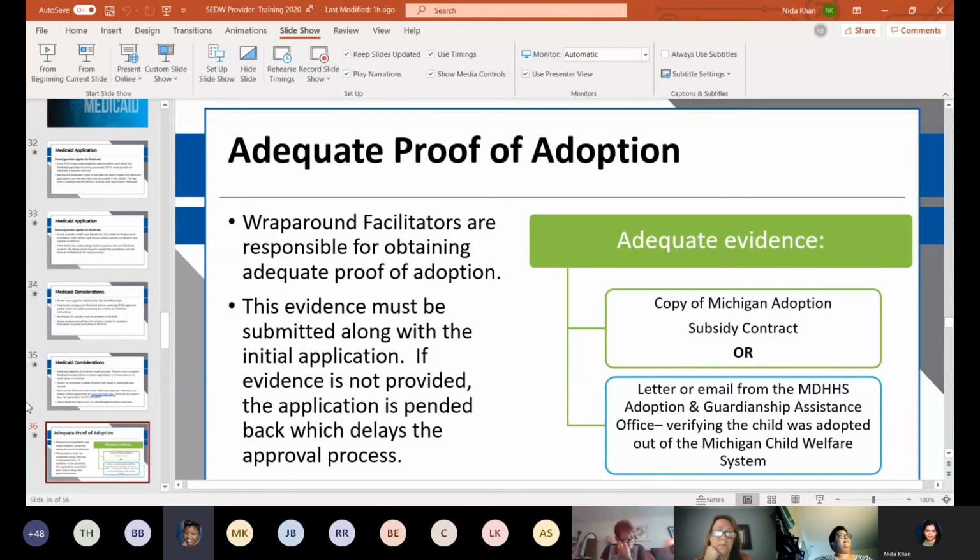But in the case where they're coming for the SED waiver and they haven't had that service before, more than likely they've already had that child adopted for an extended period of time, and they're not going to be able to locate their adoption subsidy contract. So I would suggest you not even mention that, you just provide them with the letter on the next slide.